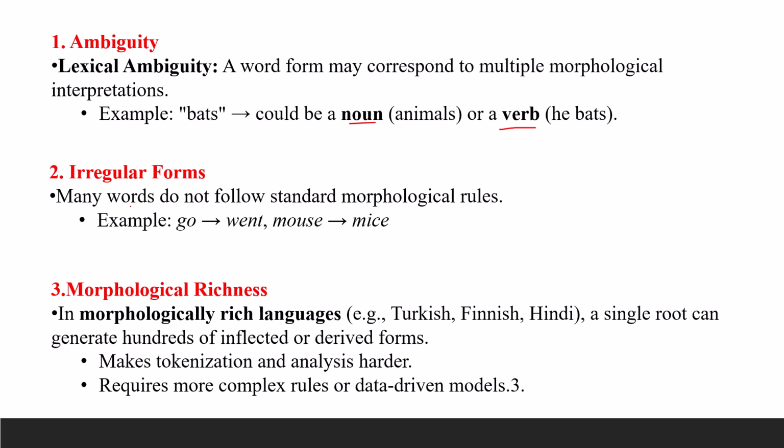Now coming to the third one, morphological richness. Morphologically rich languages like Turkish, Finnish, Hindi, a single root can generate hundreds of inflected or derived forms. This makes tokenization and analysis harder and requires more advanced models. So this is one kind of problem. One word can generate many things. That is called morphological richness.